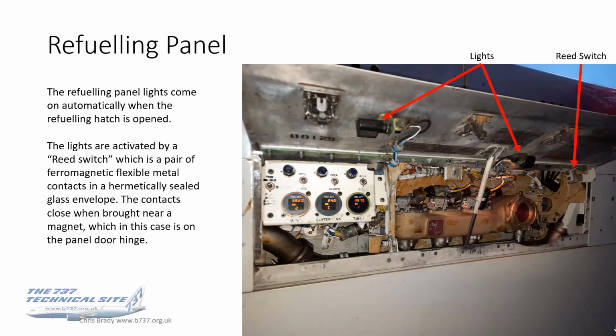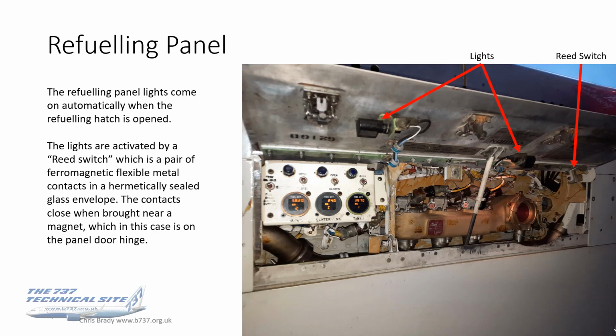The refueling panel's got a light as well, and this, unlike all the other lights, sorry, I was going to say doesn't have a switch. It does have a switch. It's a reed switch, so it comes on automatically when the refueling hatch is opened. So there's no switch that you can switch on and off. As I say, it's done automatically.